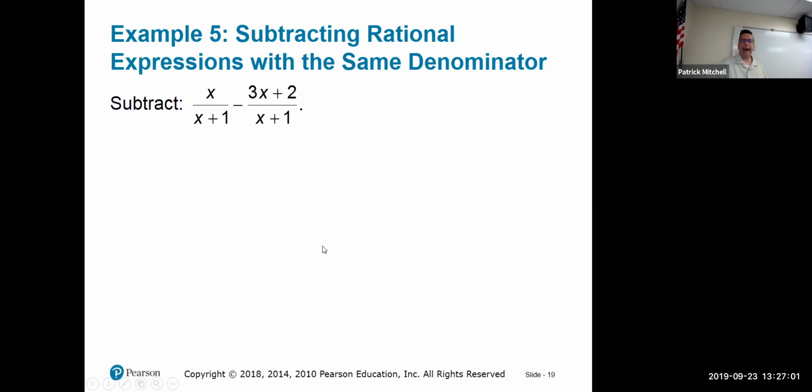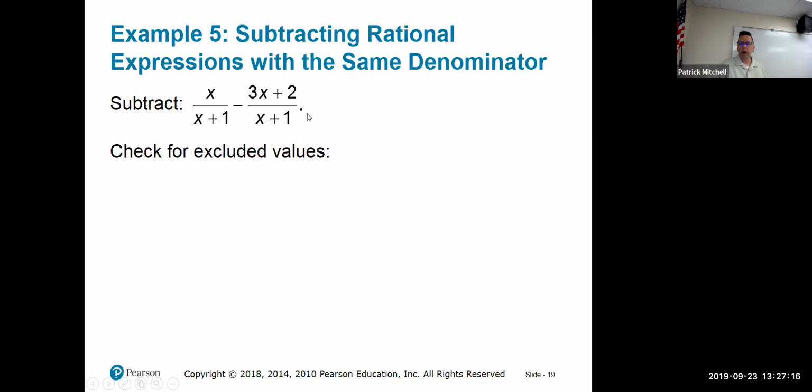We're subtracting x over x plus 1 minus 3x plus 2 over x plus 1. So they have the same denominator. That makes this a pretty easy problem. Okay, so let's see, how did they do this? Oh, so the first thing they're doing is checking for excluded values. Okay, we can do that now.